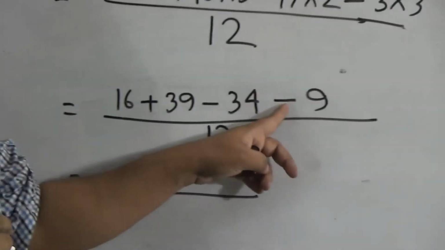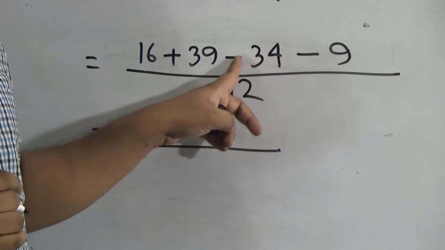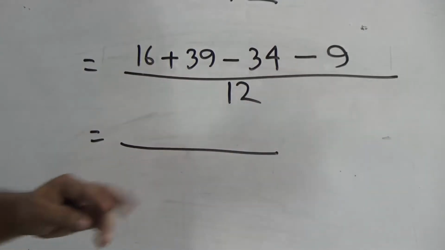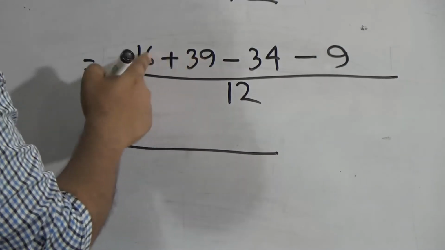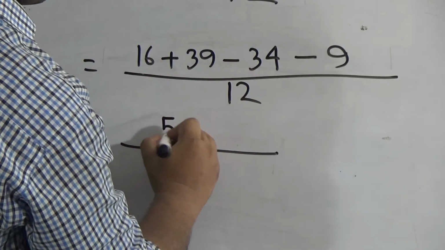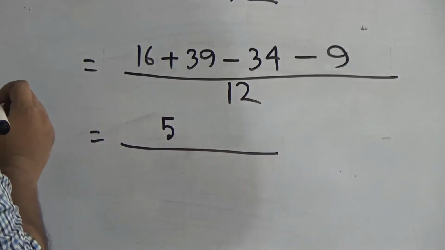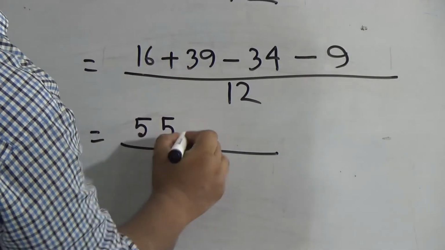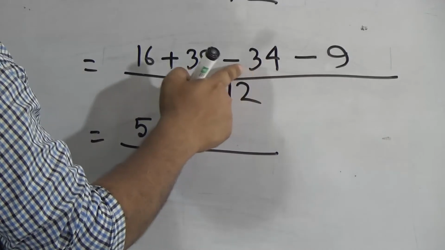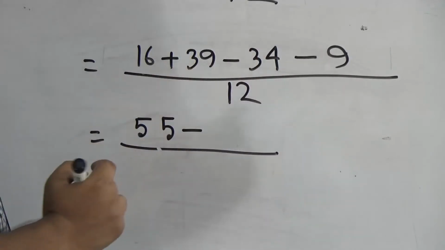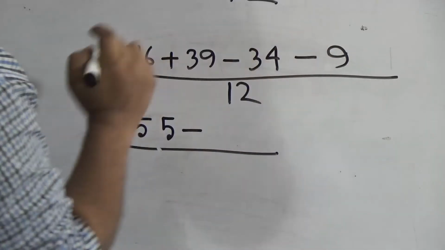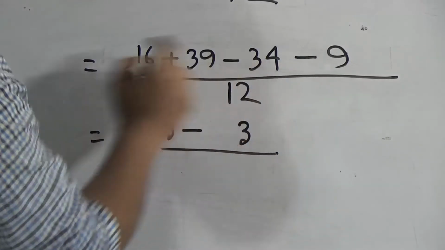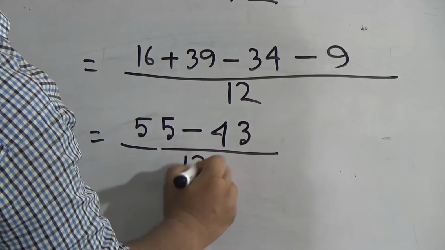When two signs are the same, then we do addition. Here minus minus, so we do addition. Here plus and plus, so we do addition. Okay. Here 9 plus 6, that means 15. Carrying 1. 3 and 4 is 5 plus... Okay, minus. Here you notice both signs are minus, so we do addition. 9 plus 4 we get 13. Carrying 1, 3 and 4, divided by 12.